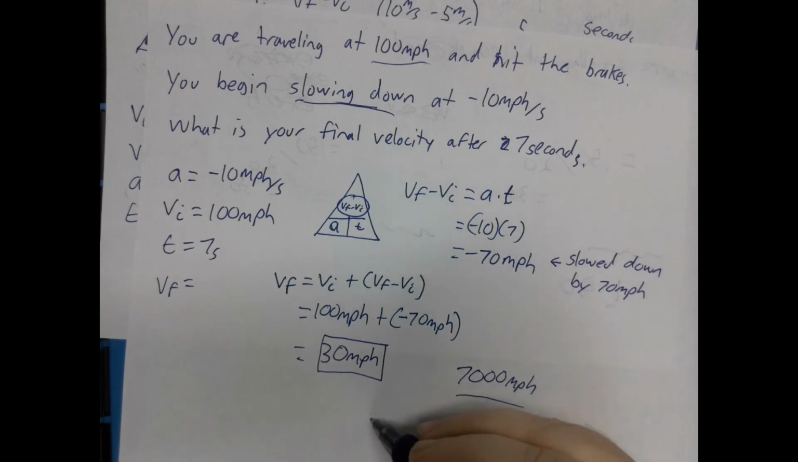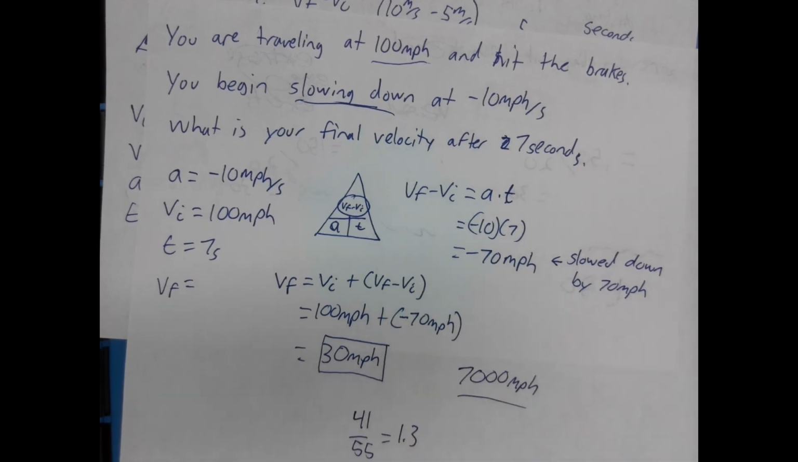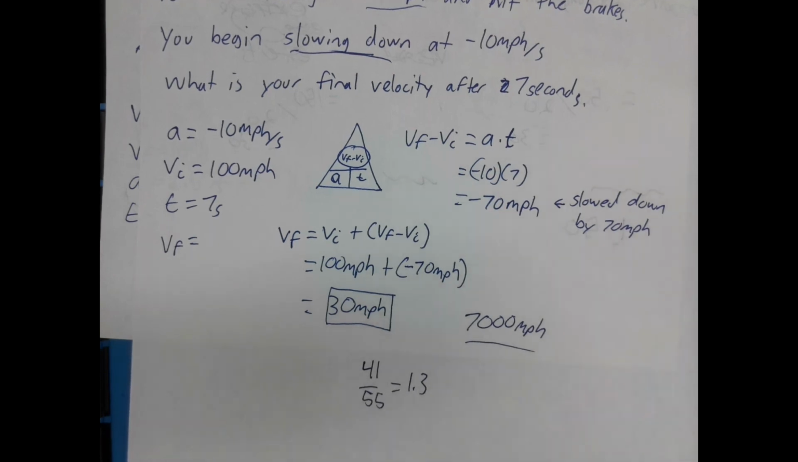Another thing I've seen is this. Someone put 41 divided by 55 equals 1.3. They put it in the calculator wrong. You can look at this. This ratio is not 1.3. It's less than 1. So make sure you put it in the calculator correctly. So that's it for today.